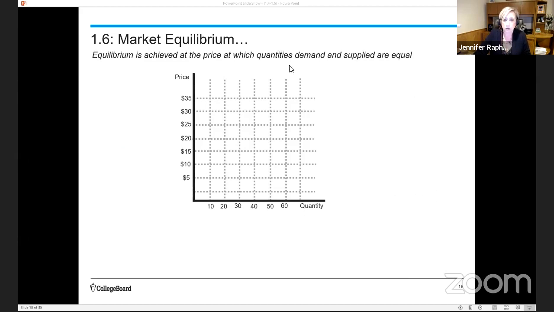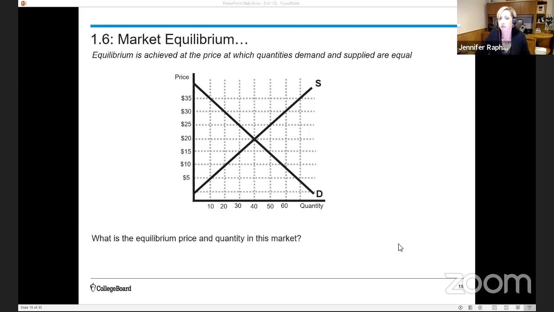So I created a little grid here. We've got price, quantity. I put in some specific prices and some specific quantities so we can do some of that calculating. That's one of the learning objectives. All right, so we've got a downward sloping demand curve and we've got an upward sloping supply curve. And the question might be, what is the equilibrium price and quantity in the market?